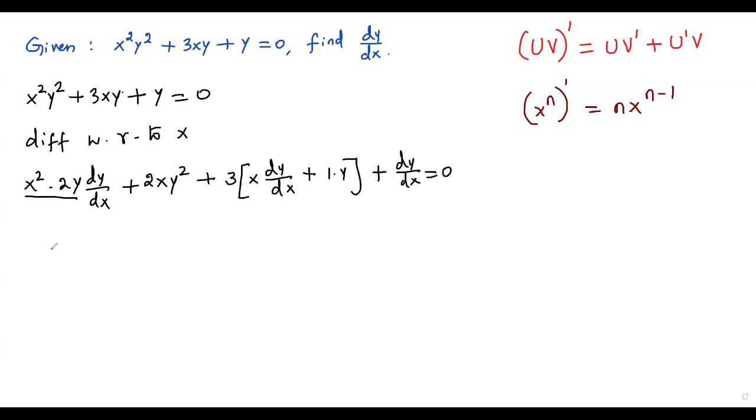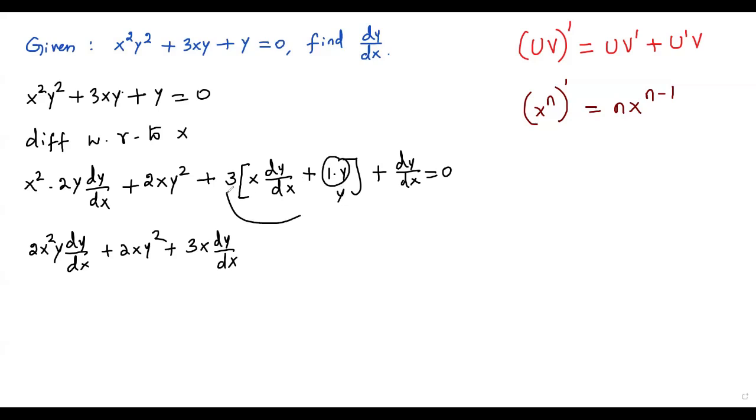Okay, now we have to do simplification. When I multiply x squared times 2y, I'm getting 2 times x squared times y times dy over dx, positive 2 times x times y squared, positive. Now I can distribute this 3 to the two terms inside the square bracket. When I distribute this 3 to x times dy over dx, I'm getting 3 times x times dy over dx. When I distribute this 3 to 1 times y, it's just 3y, because we know that 1 times y is y. That is positive 3y, and positive dy over dx equals 0.